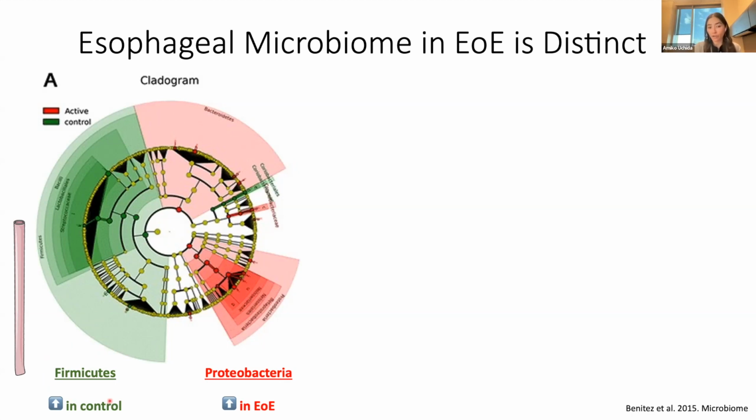I'm showing you that here in green. And then patients with active EOE tended to have more of the bacteria that are found under this overarching umbrella group called Proteobacteria. So those were higher in EOE. So that seemed to be distinct between these two groups.